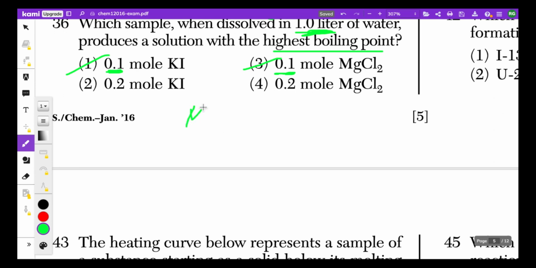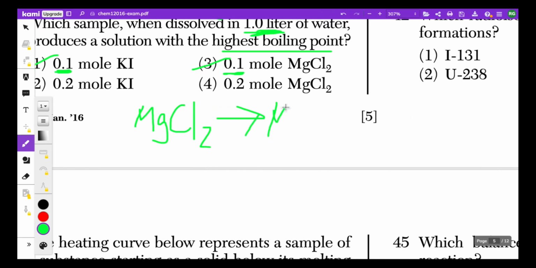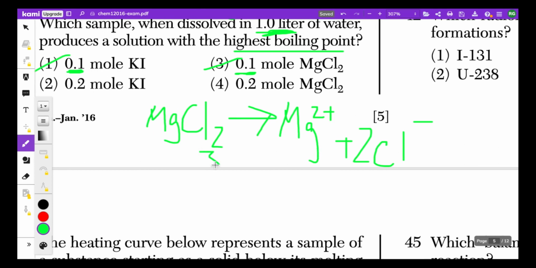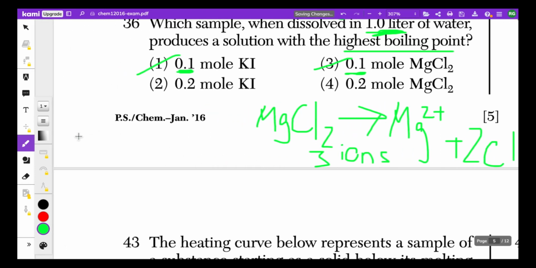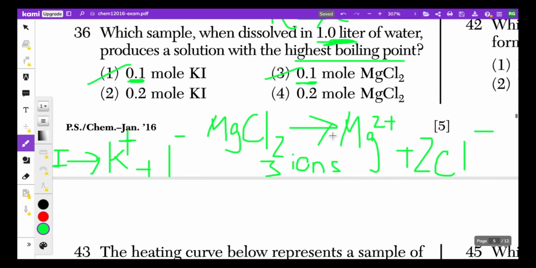Now, imagine if you dissolve magnesium chloride in water. What happens is you're going to get a magnesium ion, and you're actually going to get 2 chloride ions. And this 2 comes from this equation right here. So you're going to get 3 ions in total, or 3 moles of ions in total. While if you dissolve KI in water, you're only going to get 2 ions in water. Okay? And the more ions you have, the higher the boiling point. So because this produces the most ions, well, number 4 is our answer.